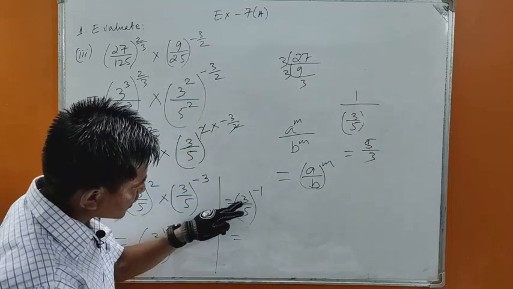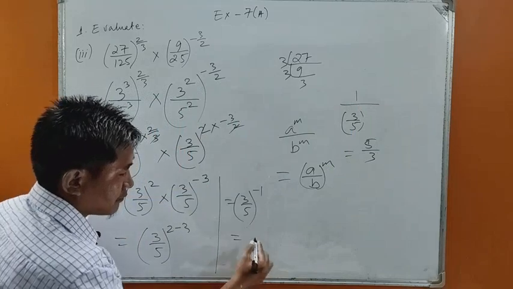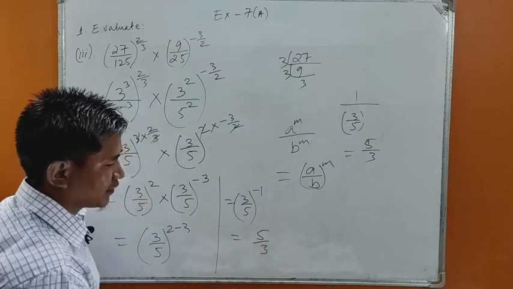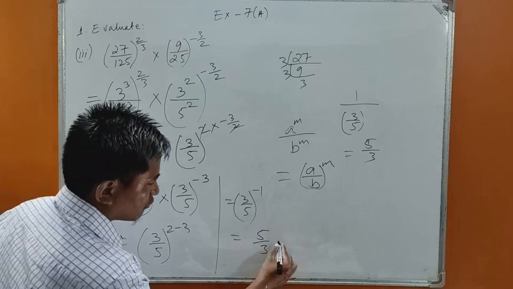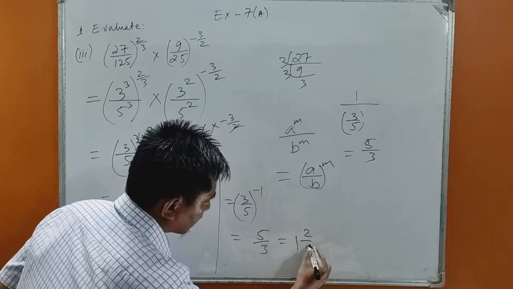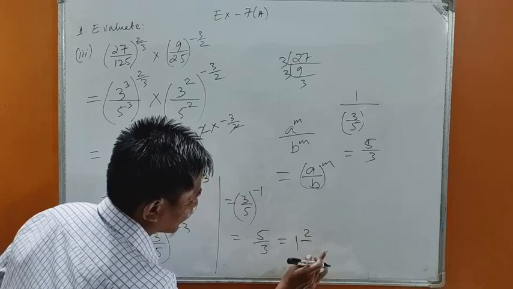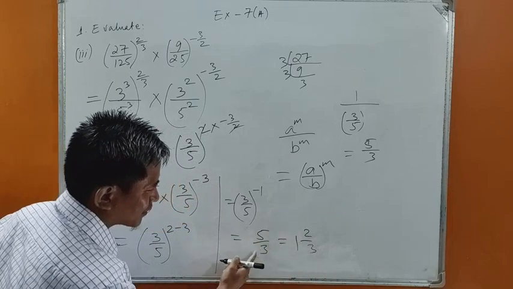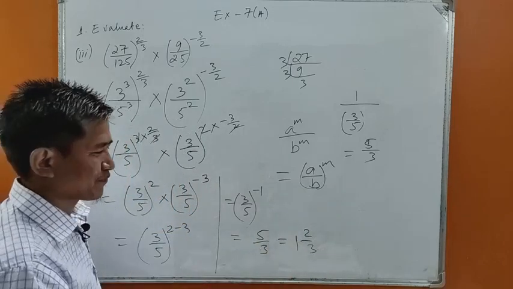That means this (3/5) to the power minus 1 can be written as 5 upon 3. Are you getting me? 5 upon 3, which gives us 3 ones are 3, 3 twos are 6... sorry, 3 ones are 3, 3 twos are 5... 5 upon 3. Are you getting me?